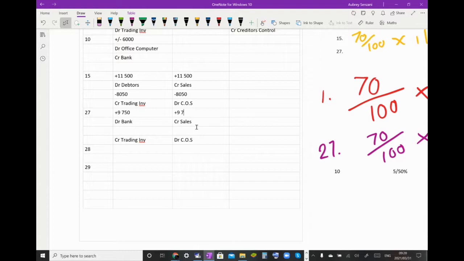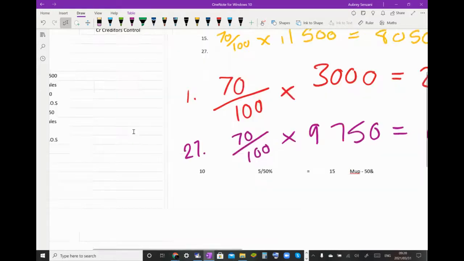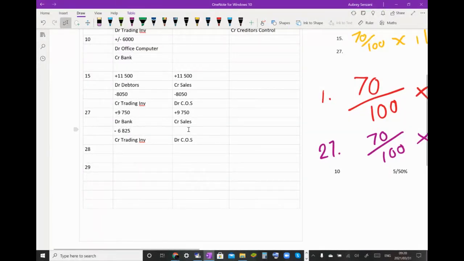Plus. And then here we know we're losing trading inventory, and that was for 6,825. And 6,825. All right, there we go. Okay, cool. Now this is the thing that I wanted to show you that's very interesting.